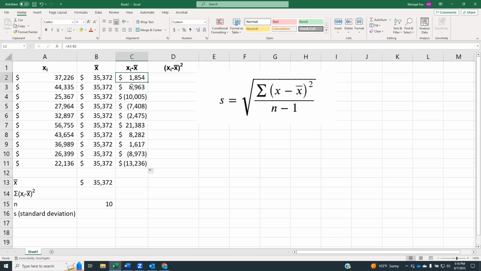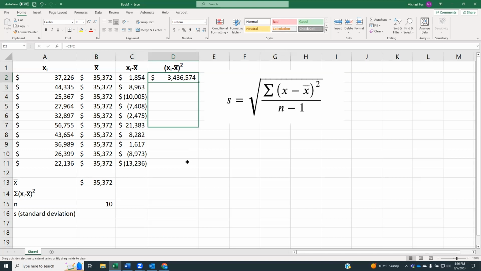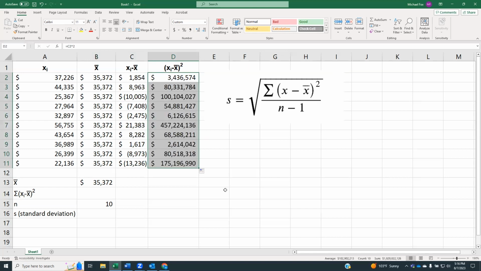So now that I have my value of xi minus x bar, I'm going to square it. So I can just do equals, click on that cell, Shift 6, which is a little up caret, is what they use for the exponent in Excel, and square. So that's saying square cell C2. And you see I'm getting these huge numbers here. So this is xi, or the value, minus x bar, the mean, squared.